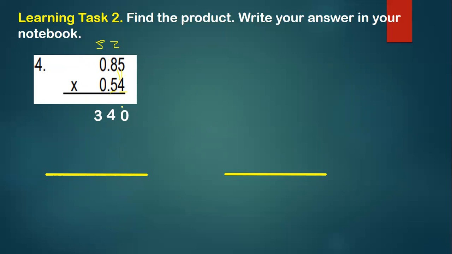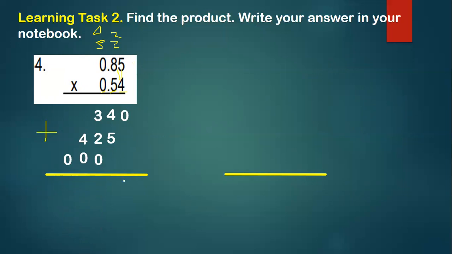Tens place tayo. 5 times 5, 25. 5 carry 2. And then 5 times 8, that is 40 plus 2. That is 42. 2 carry 4. And then 5 times 0 is 0 plus 4. That is 4. Okay, and then lastly, ones place tayo. 0 lang naman lahat yan. So that is just 0, 0, and 0.